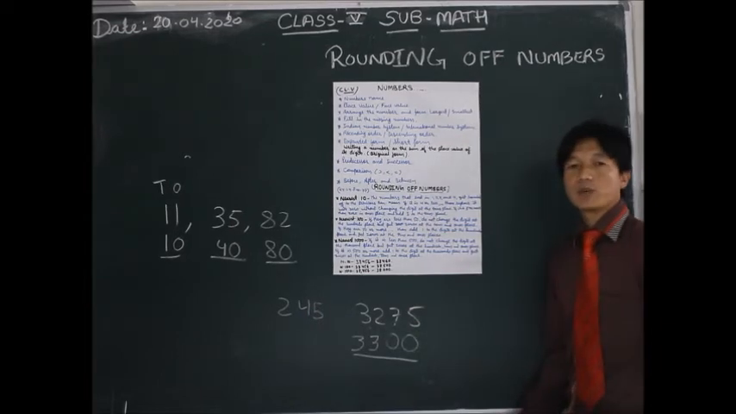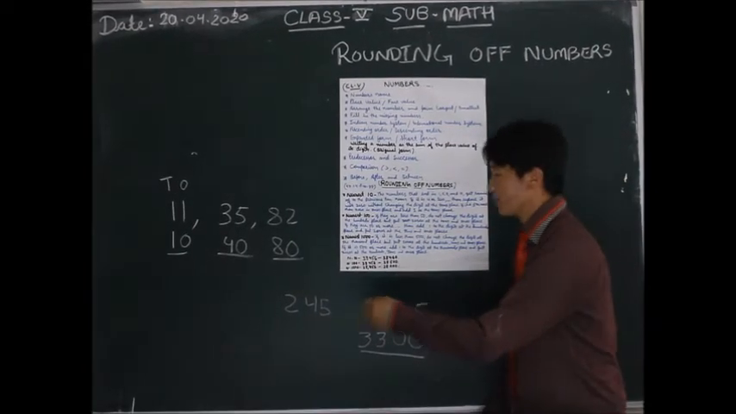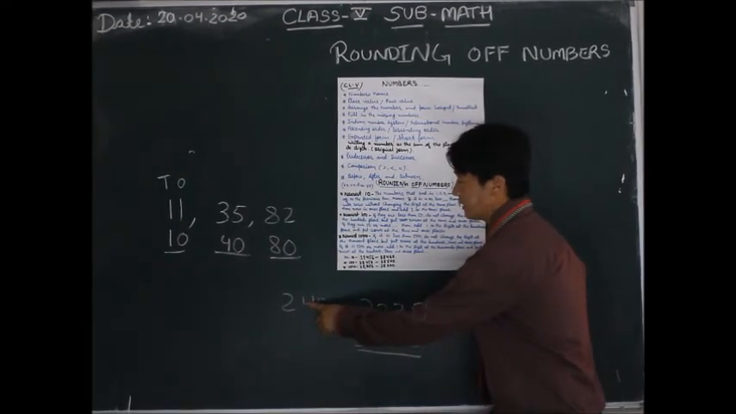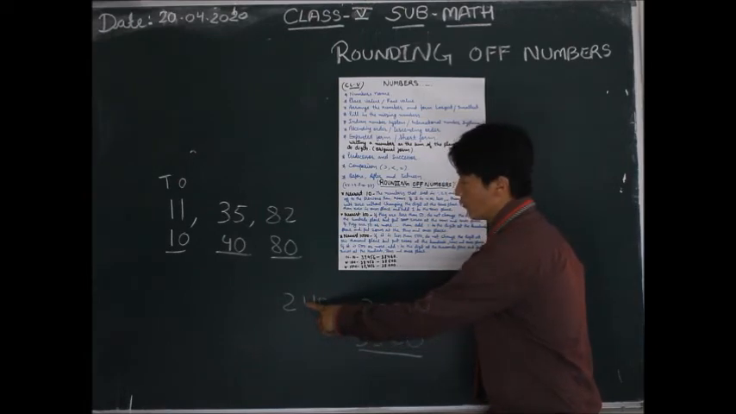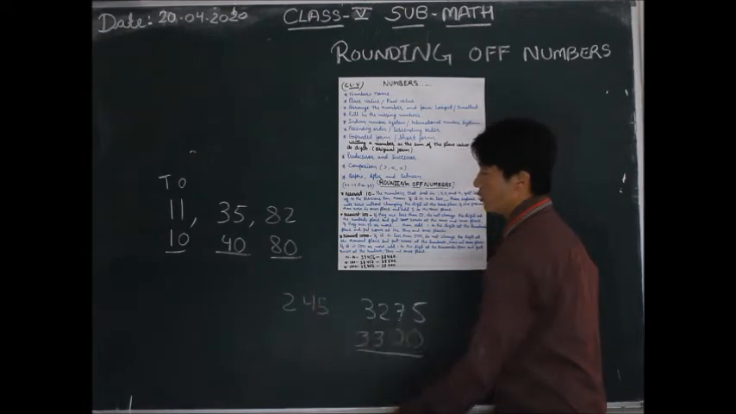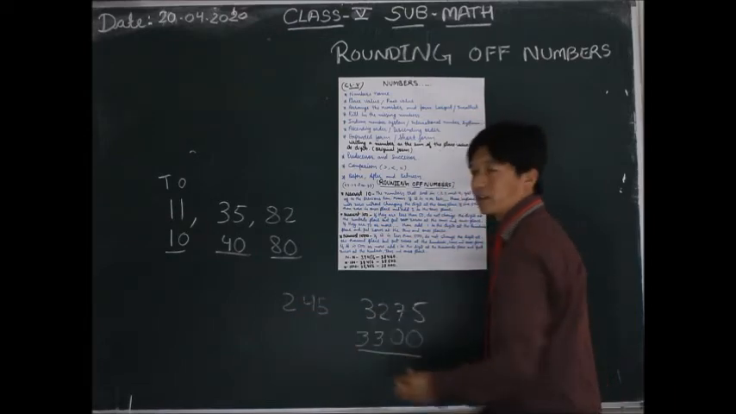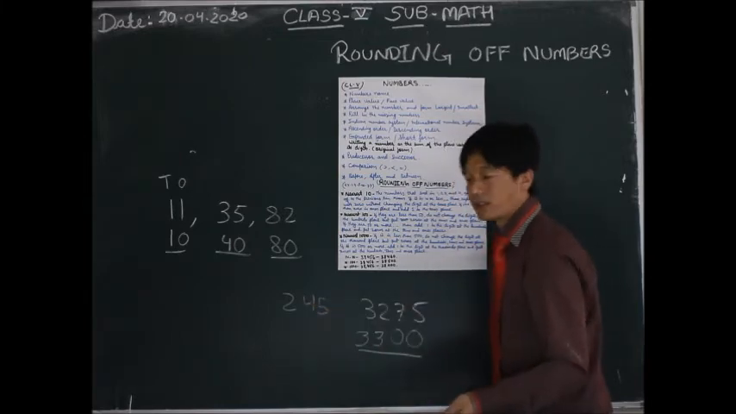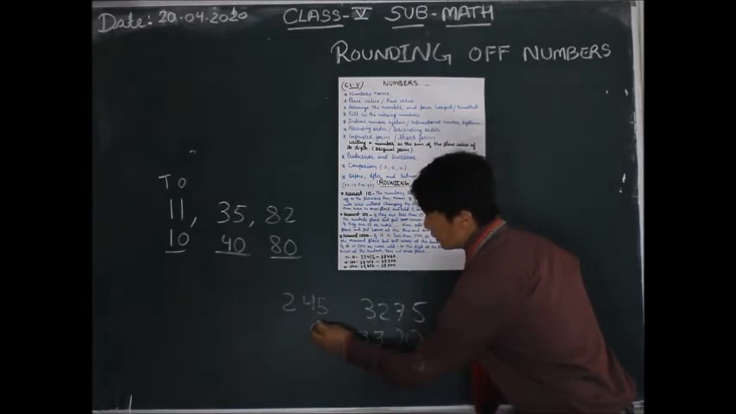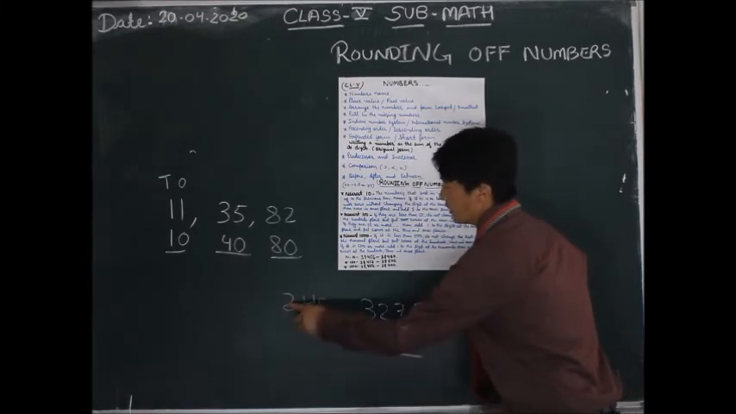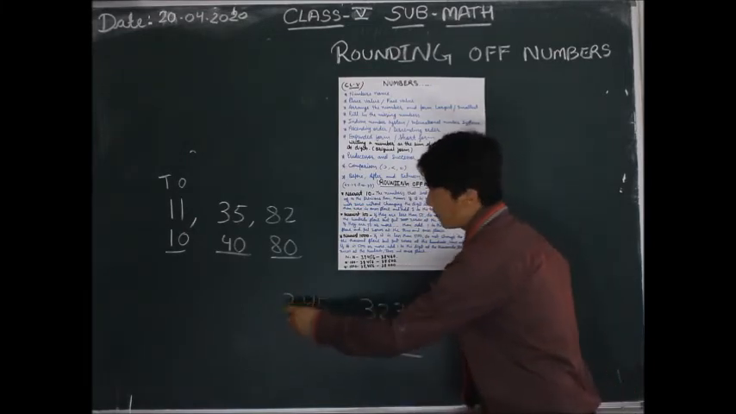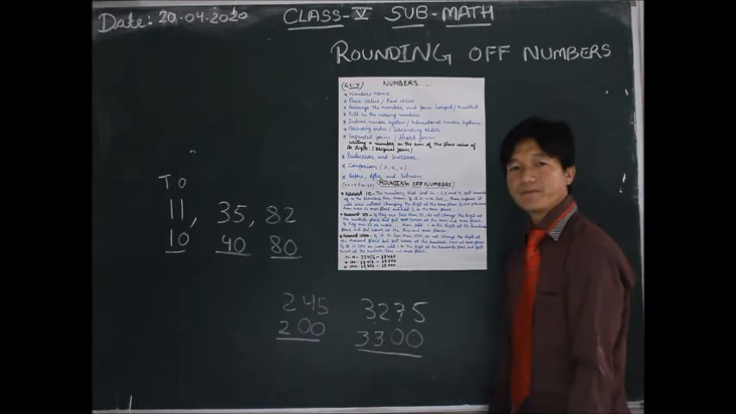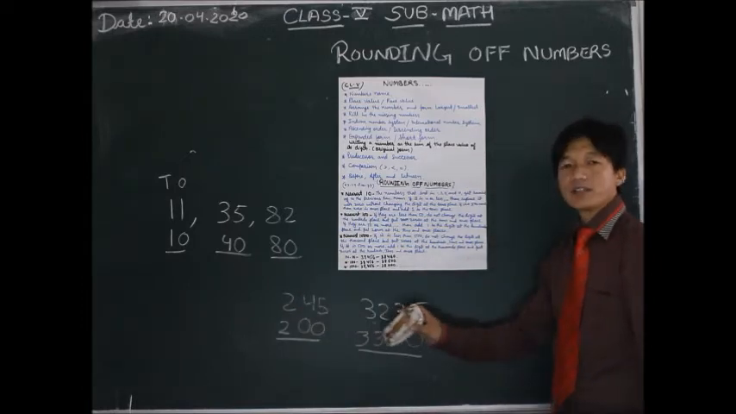Similarly, I will write 245 because we are doing nearest to the 100. Now look here at this number. We have to check here the tens place, 45. So is this 45 greater than 50 or less than 50? We have to check. Here 45 is less than 50. That means we have to replace this with 0, and the number in the 100 place remains the same. That means 2, 200. Are you getting the point? These are nearest to the 100.